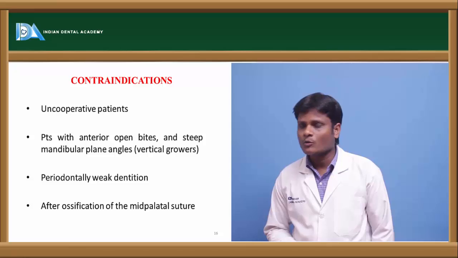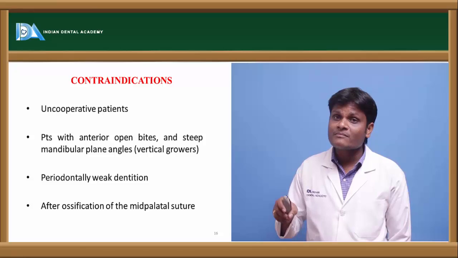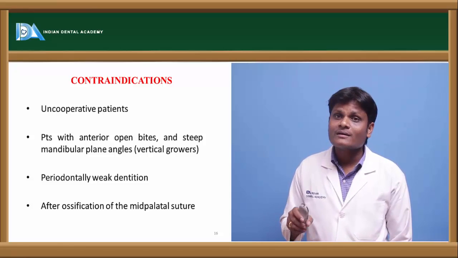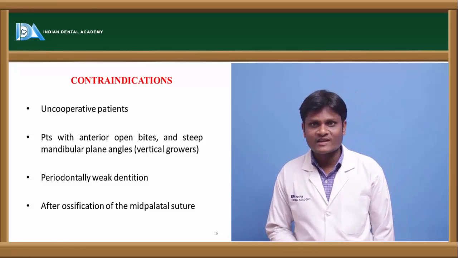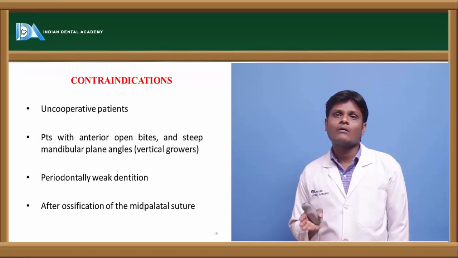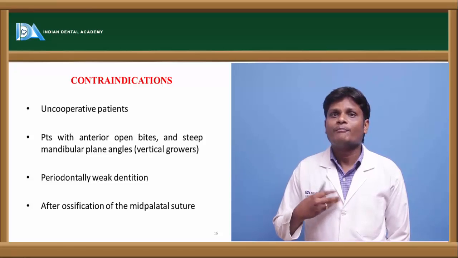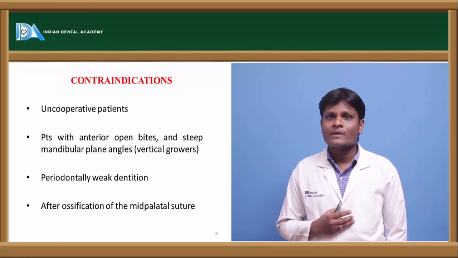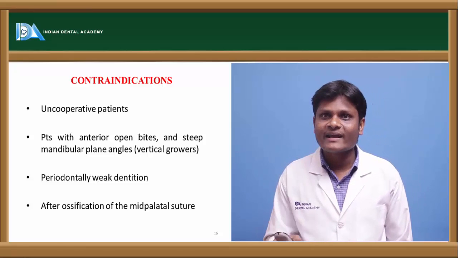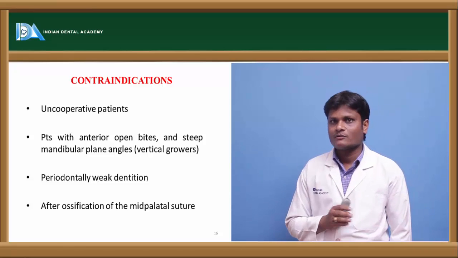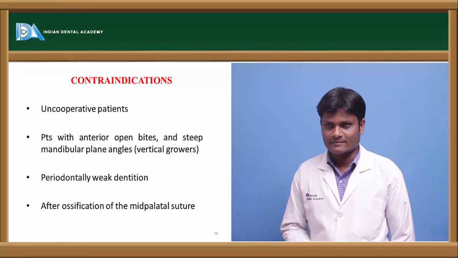In patients with anterior open bites, the mandibular plane will become still steeper, or the steepness of the mandibular plane angle will be increased with maxillary expansion. So in patients who already have a vertical growth pattern, it is usually better to avoid rapid maxillary expansion, or we can go for a modified form of Hyrax appliance called bonded Hyrax rather than banded Hyrax for expansion in cases having a vertical growth pattern with a high mandibular plane angle.